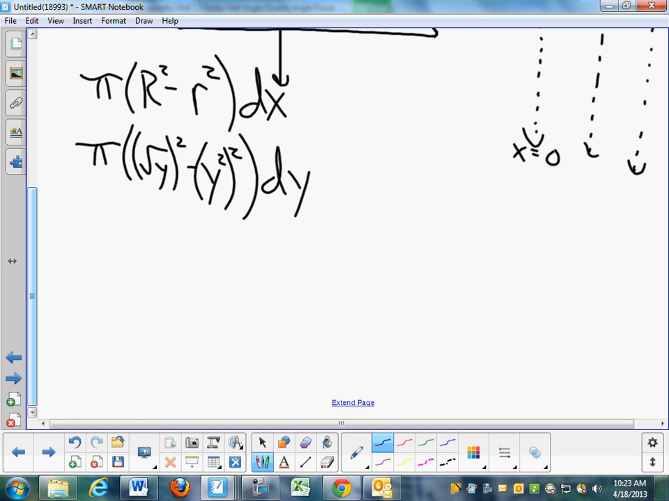Okay, so let's integrate. We have pi times the integral, which is what's going to add up an infinite number for us. And so we're going to start at, where's the bottom of this guy? 0. And how high does it go up? Do you remember the bounds that we had? It does go up to 1.